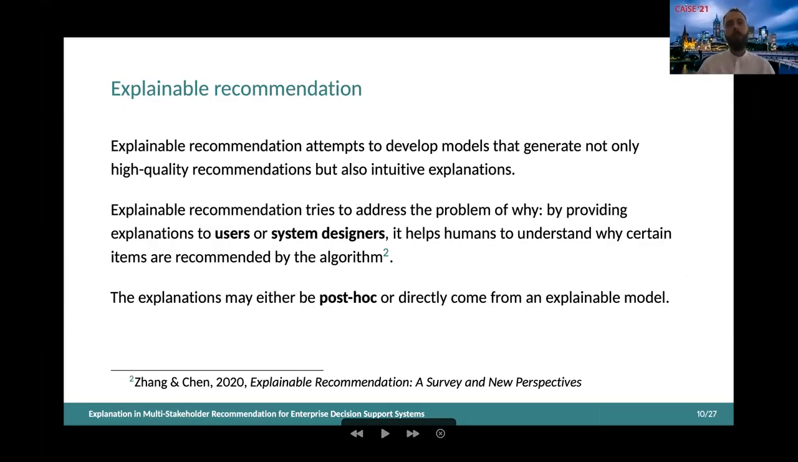By providing an explanation, the user or the system designer is helped to understand why certain items are recommended by an algorithm. The explanation may either be post-hoc or come directly from an explainable model. If an explainable model provides explanation and recommendation, it is a transparent model because the user can scrutinize the model and understand why the system suggests a specific item. On the other hand, if we have a post-hoc approach, we have to build a separate module that, after the recommendation stage, takes the recommendation list and provides an explanation to the user in a separate way.